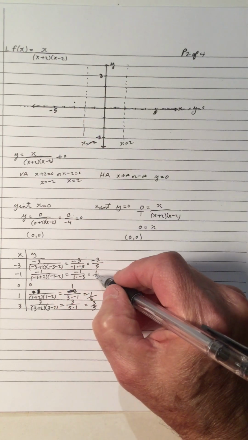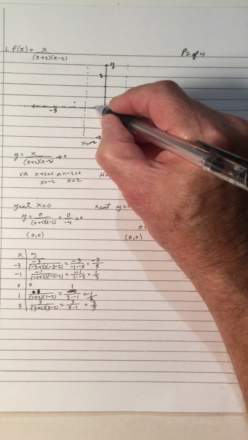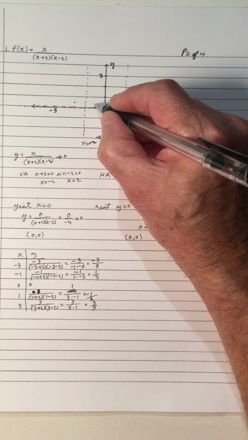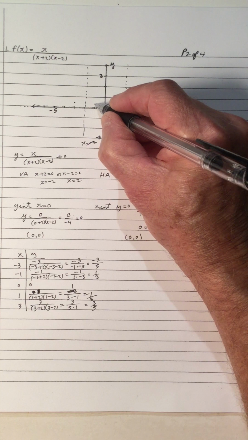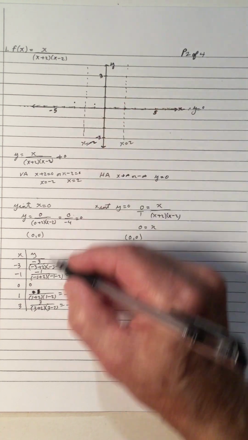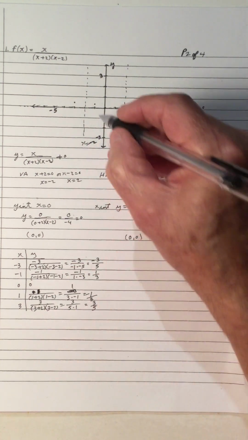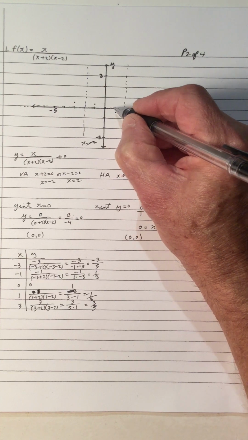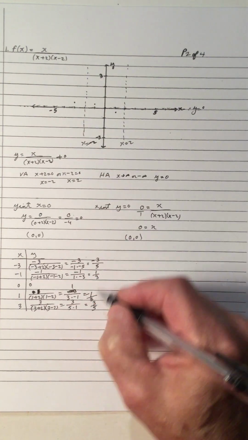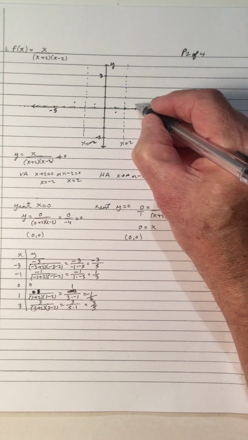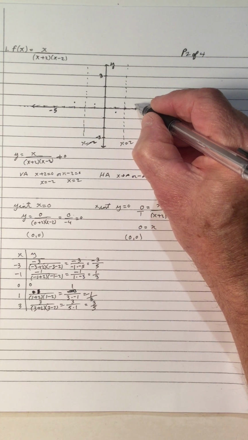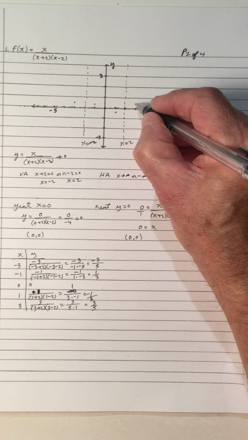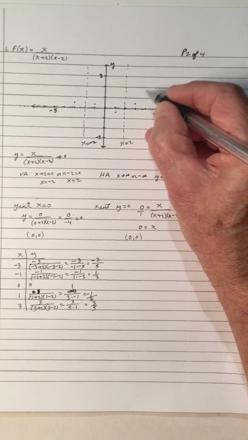Negative 1 gives us a 1/3, and a 1/3 is, let's say, right there. 0 gives 0. 1 gives us a negative 1/3, so let's take it right there. And 3 gives us 3/5. So 3/5 is a little bit more than a half.